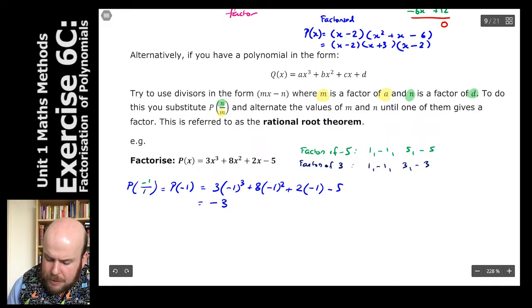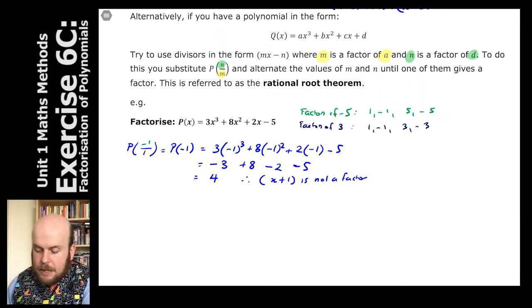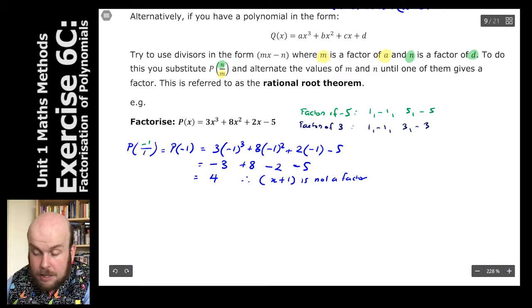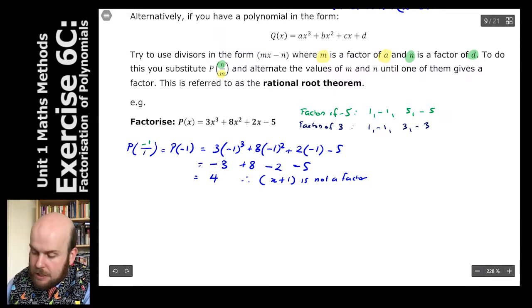So this is going to be equal to some horrendous value here. Oh, it's not too bad. That'll be -3. That'll be plus 8. That'll be minus 2 minus 5. And that gets us -3 plus 8 minus 2 minus 5, which is 0... is 4. So x plus 1 is not a factor. Okay, so you would then take turns working out each one that you would need to do.